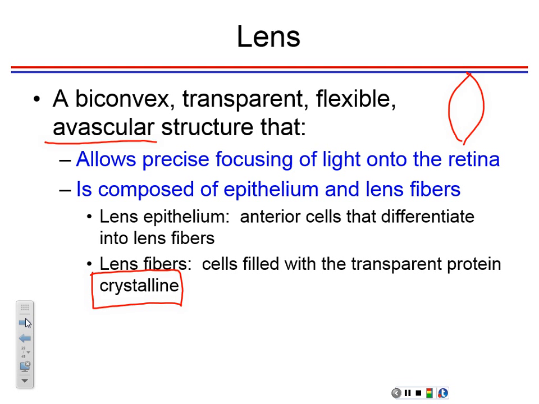So all these things, you can talk about the characteristics and give reasons for them, or the functions behind that. It allows the precise focusing of light, because the cornea is also doing light refraction, and the lens kind of finishes the job. So this is a colorless protein.